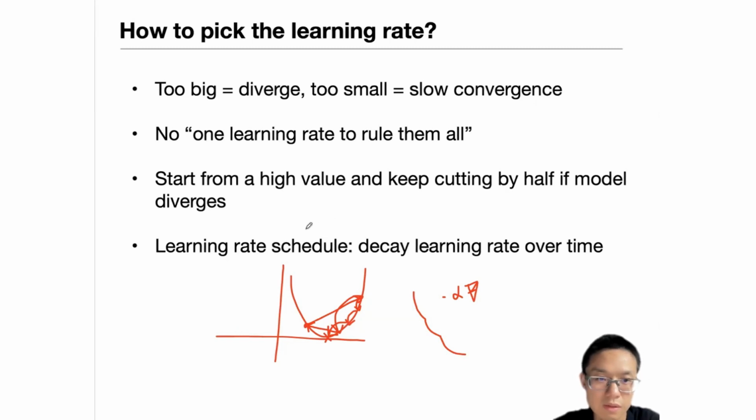So in practice, there's no single learning rate that can rule them all. You cannot specify a single learning rate which can give you the optimal result. Typically, there are some strategies we can take. Maybe in the beginning, we can specify a relatively high value, because the network is randomly initialized, so the loss is going to be very high.